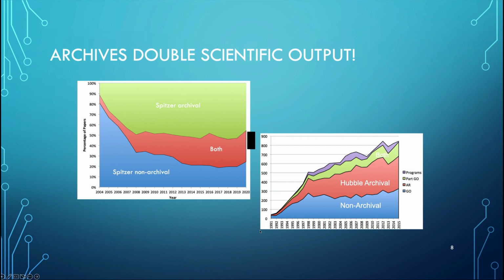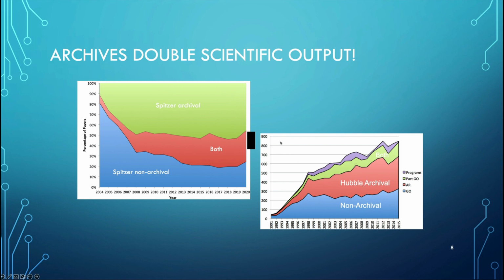On this plot, there's unfortunately two different color schemes and two different units, but this is the percentage of journal articles as a function of time for Spitzer. This is Spitzer archival research. This is Spitzer PI research. In other words, the people who requested the observations are writing the paper. And these are people who didn't request those data writing the paper. And then that red wedge is using both PI data and archival data. And you see that half of the papers are archival data.